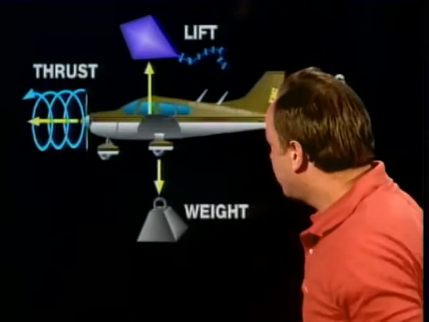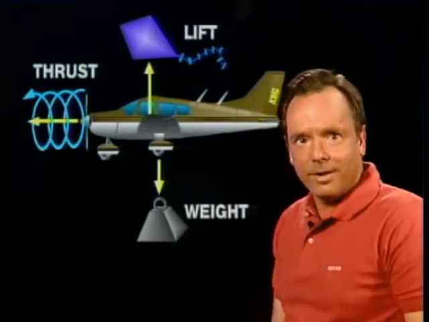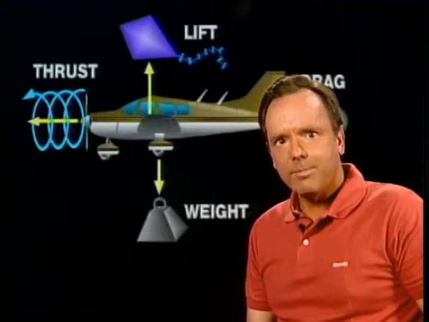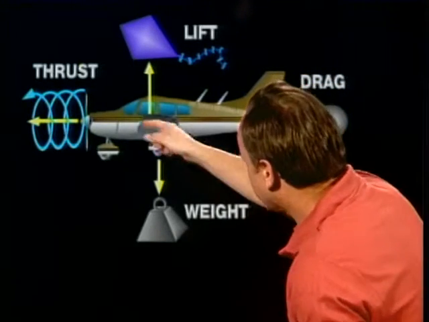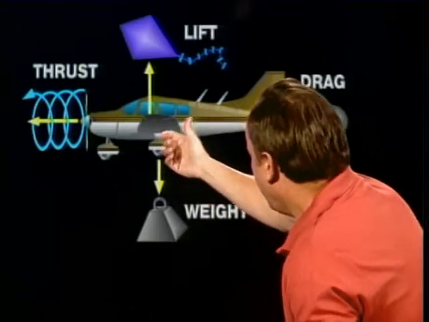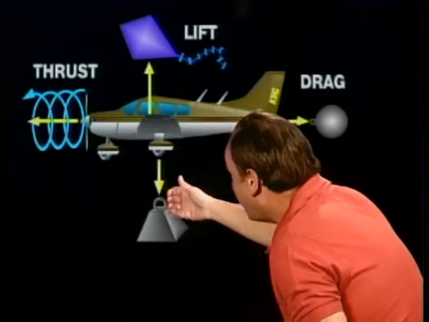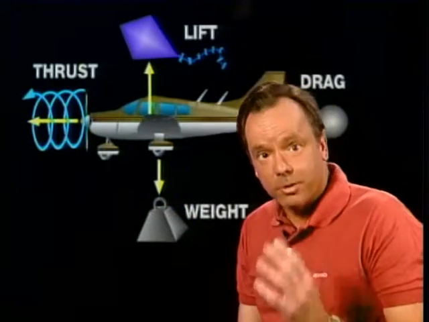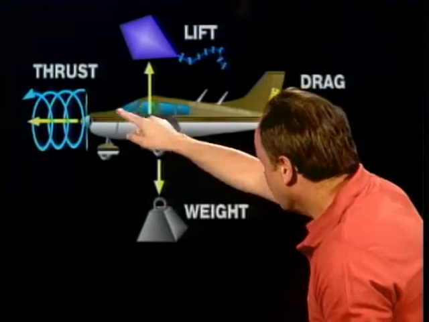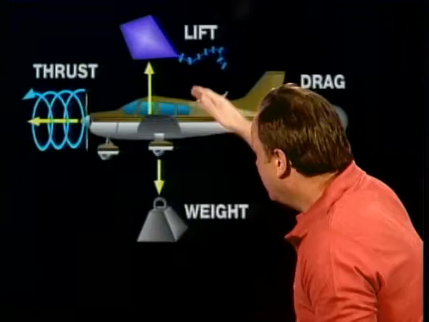So let's you and I take a look at a little airplane and see how it flies. First of all, there are four forces acting on an aircraft. The FAA calls these four aerodynamic forces, and those four forces are thrust, which makes the airplane go forward, and drag, which tends to slow it down, and weight, which wants to make it go down, and lift, which wants to make it go up. So the four forces acting on an aircraft are thrust, drag, lift, and weight.